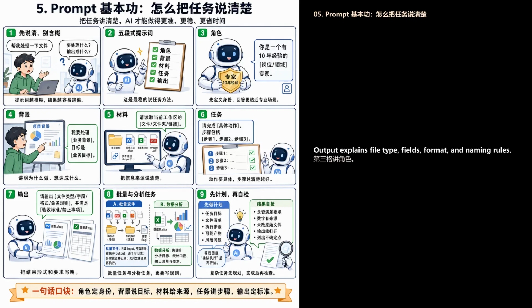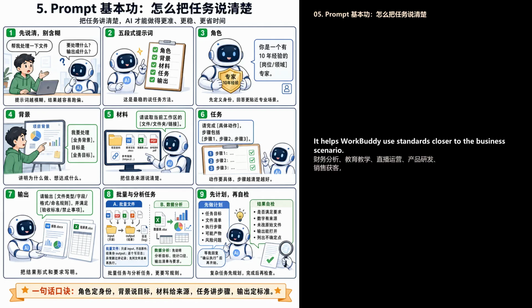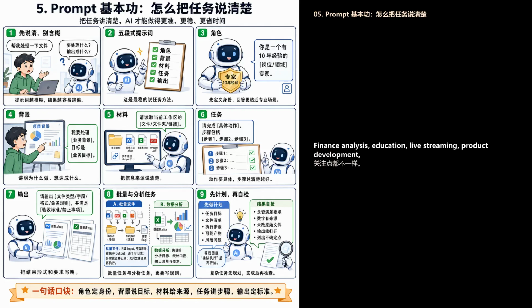The third panel is role. Defining a professional identity is not decoration. It helps WorkBuddy use standards closer to the business scenario. Finance analysis, education, live streaming, product development, and sales acquisition all focus on different things.